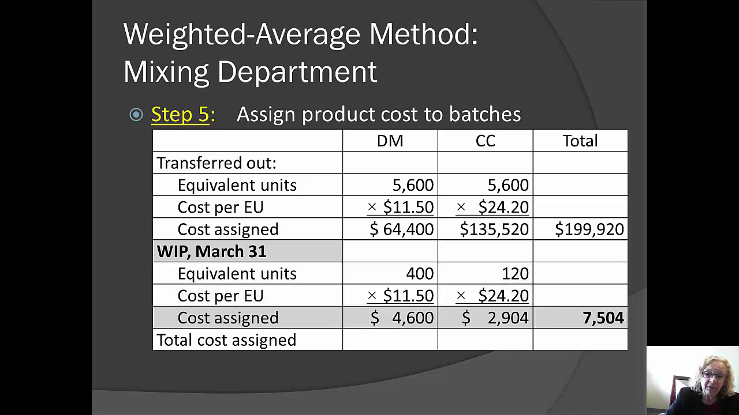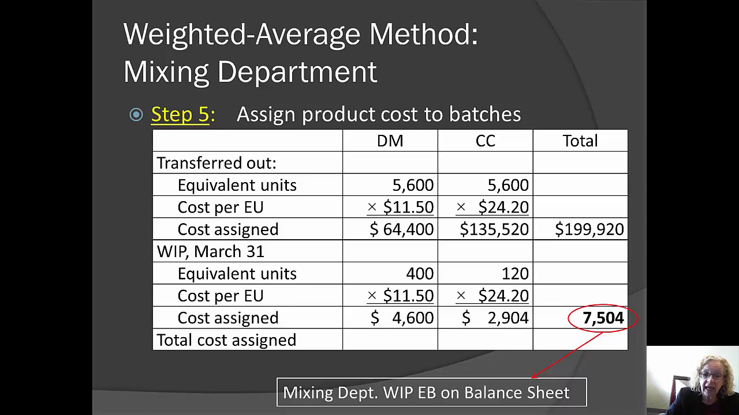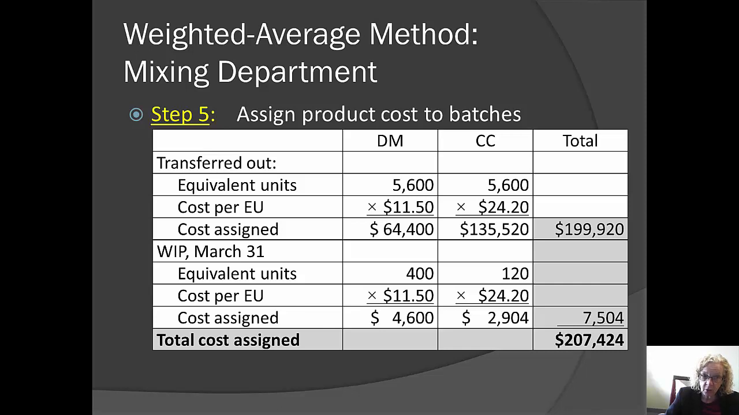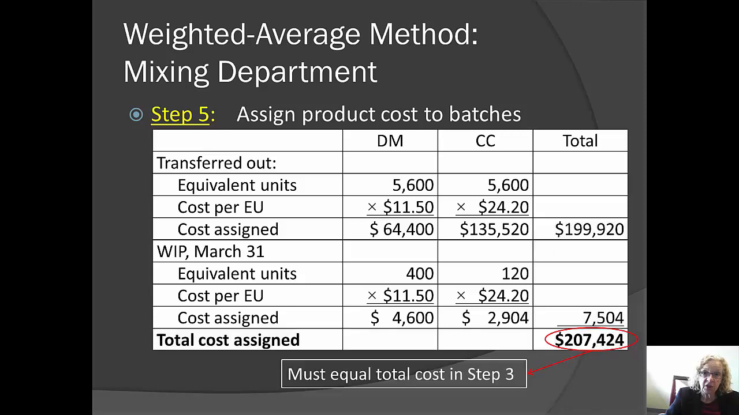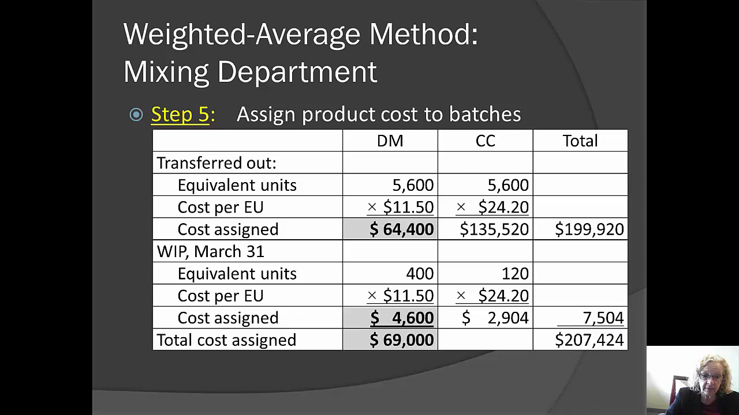Add that up, and that gives us the dollar value of our work in process ending balance in the mixing department, and that amount will show up on the balance sheet. In addition, we can add up all of the costs that were assigned to the units that got done, plus all of the costs for the units that didn't get done, and that must equal the total cost that we had on the input side in step 3, and in fact, it does.